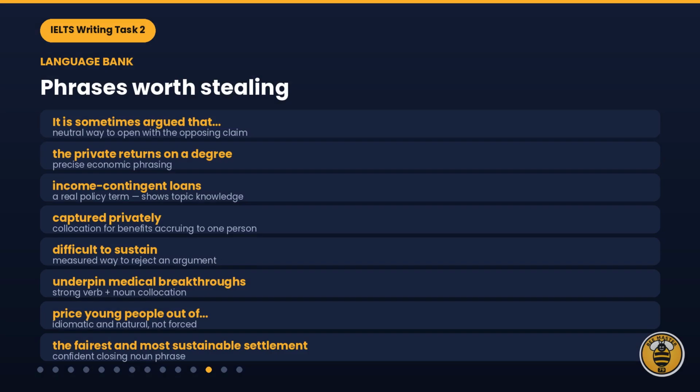Save these phrases. It is sometimes argued that, the private returns on a degree, income-contingent loans, captured privately, difficult to sustain, underpin medical breakthroughs, price young people out of, and the fairest and most sustainable settlement. Precise phrasing scores far better than decorative idiom.